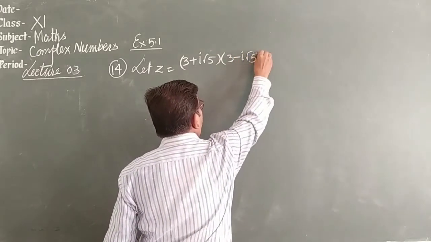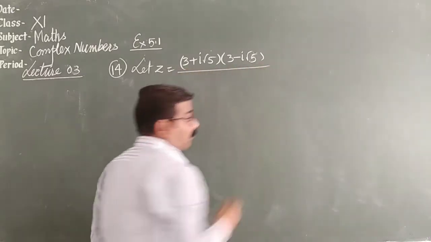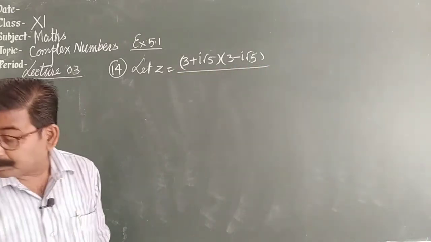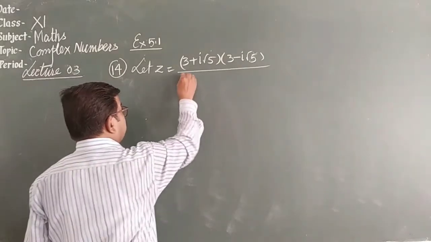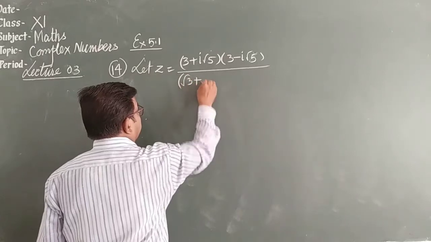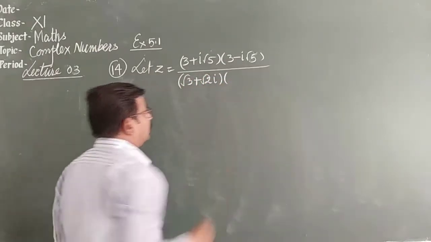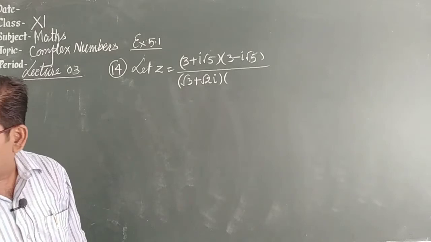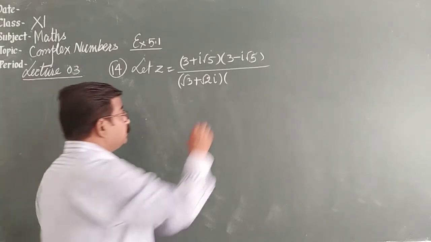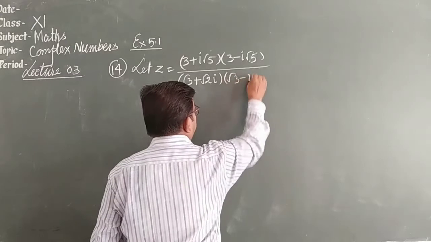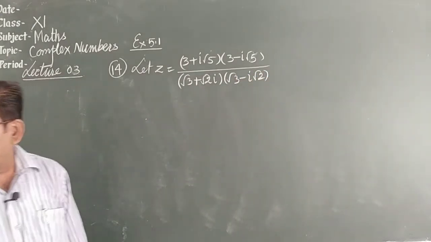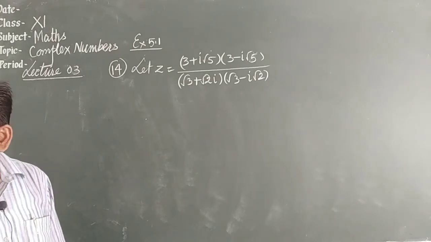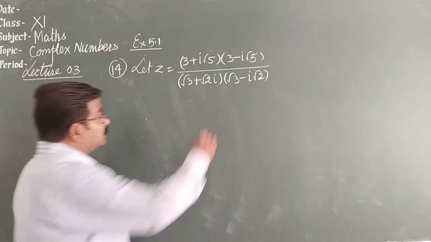I root 5 upon, we have root 3 plus root 2i in one bracket. In the other bracket we have root 3 minus i root 2. See, in the numerator we have the same term in the form of a plus b and a minus b. In the denominator also, here it is a minus sign.